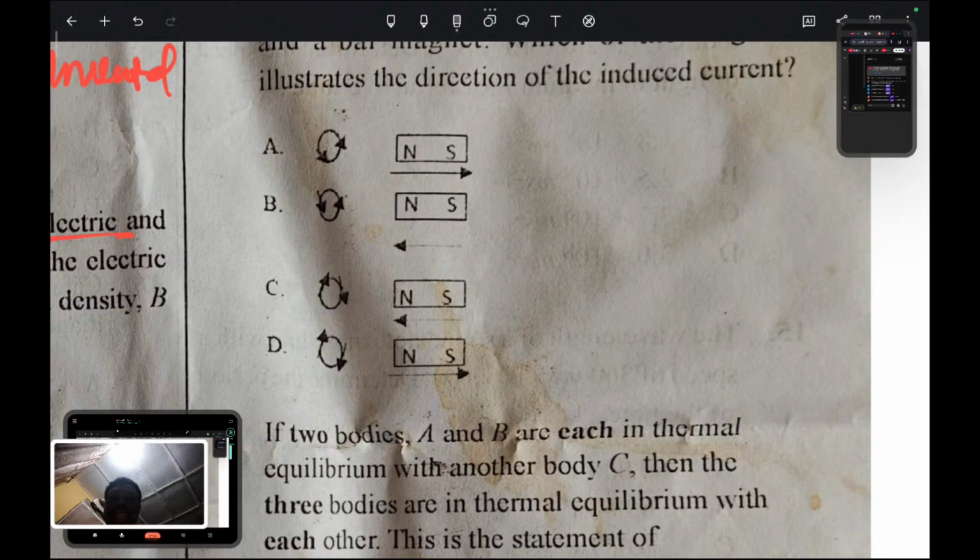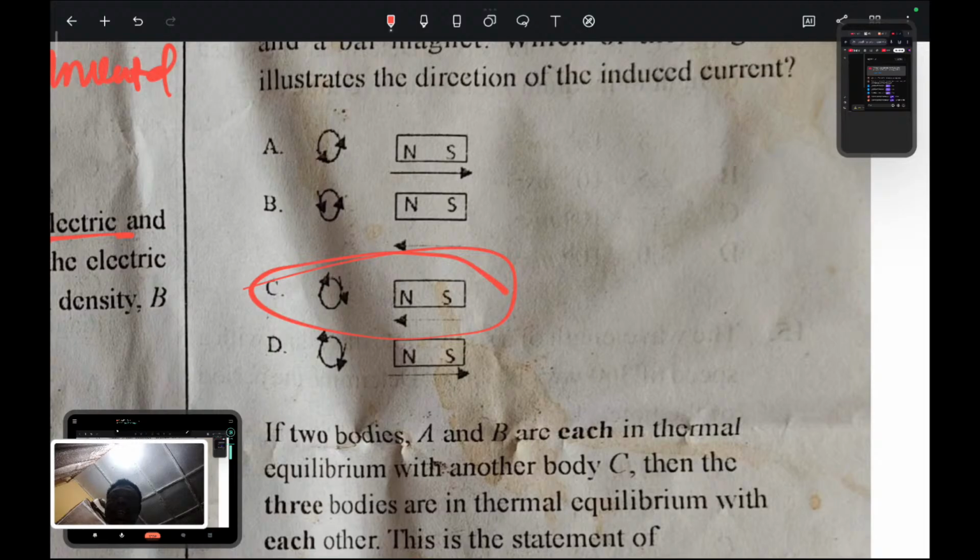Okay, then look at this final one here. Can you see that the best answer to this is option C? This is your answer, option C, based on Lenz's law. After this session, go and check Lenz's law.